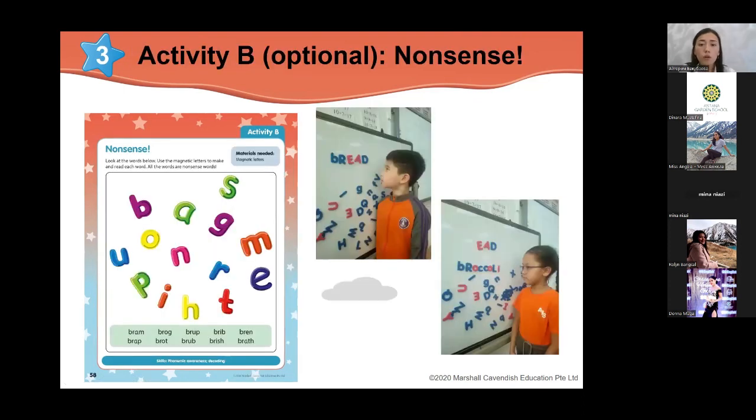And next, I also use magnet letters here, but in this task, I give them different kinds of words that we haven't used during the first lesson. That's why I usually give them letters on the board, and they have to write the word which we have taken at the beginning of the lesson. Like bread and broccoli.